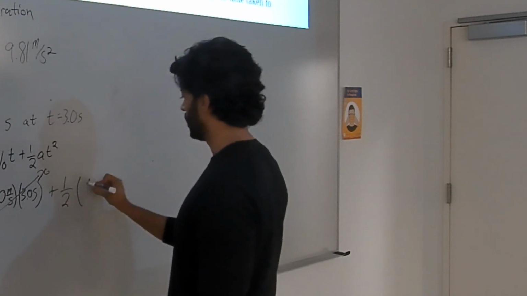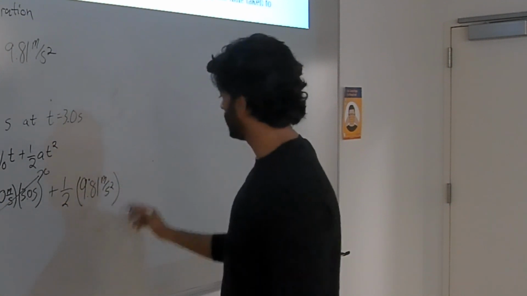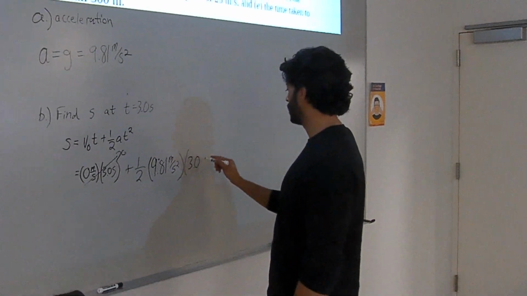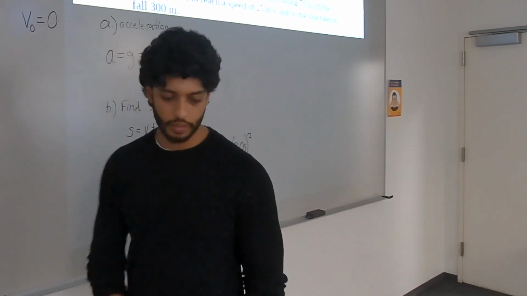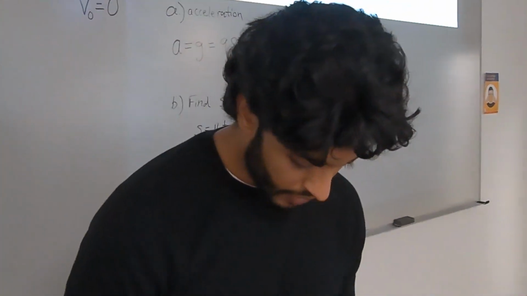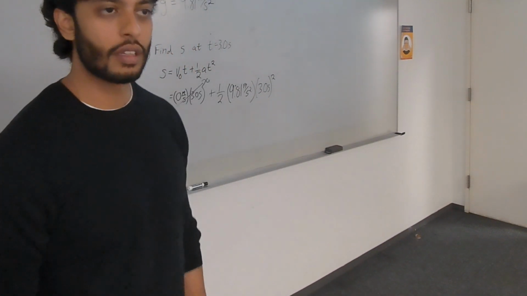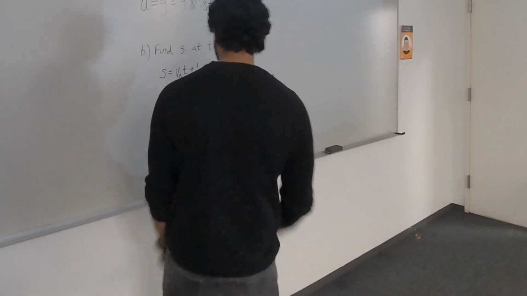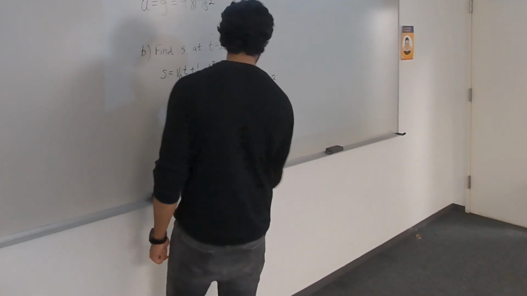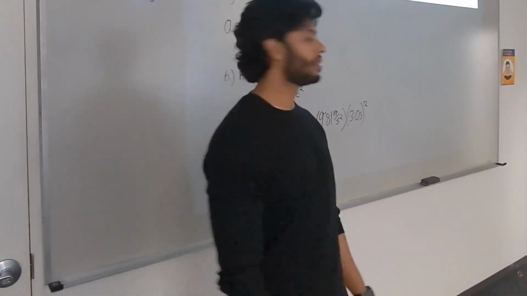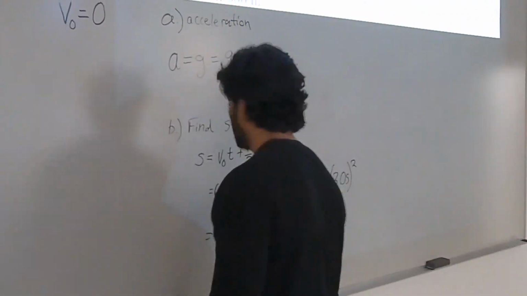Acceleration, 9.81 meters per second squared times, what was it, 3 seconds? Can somebody tell me what they got there? This is distance after 3 seconds. 88.29? It's 44.15, I forgot the half. All right, so that's the answer to B.